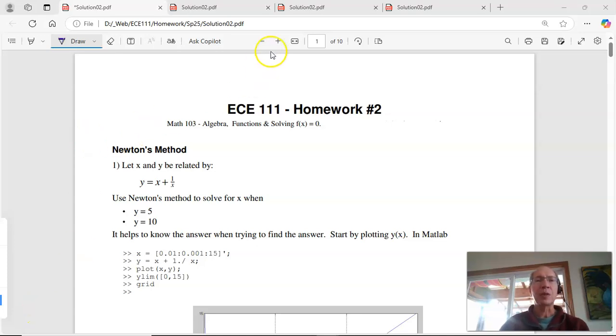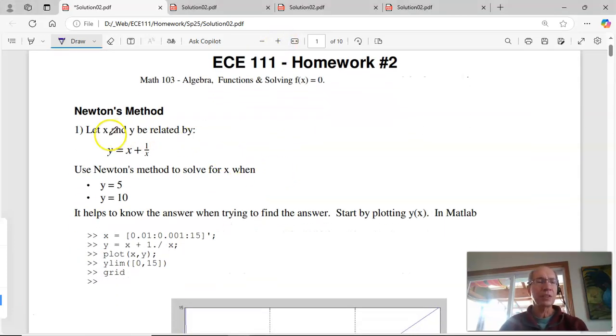For example, the first problem is I've got a function y equals x plus 1 over x. Solve for x when y is 5 and when y is 10. Now in algebra you use different techniques. This is actually one that you can't solve by hand, but I can solve using numerical techniques. It helps to know the answer to find the answer.